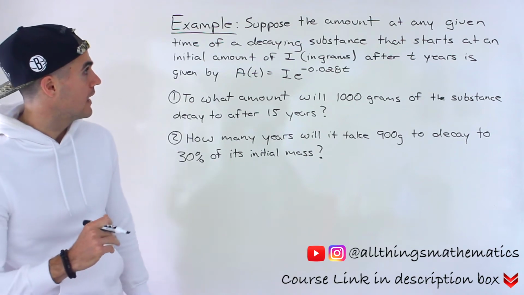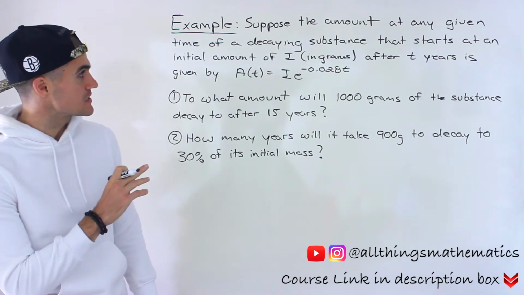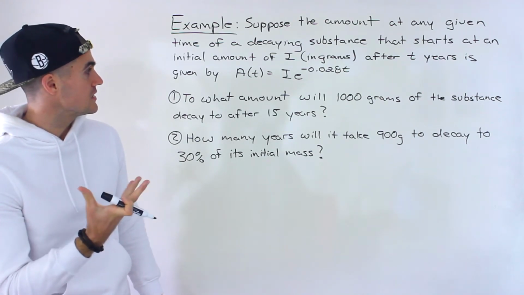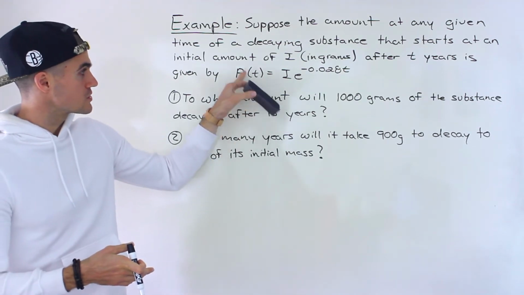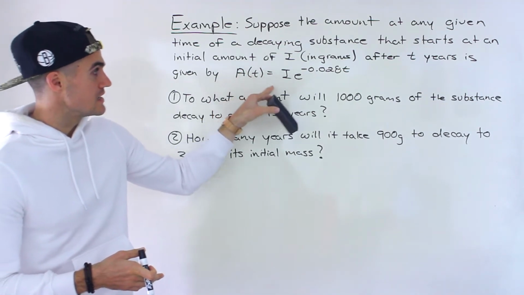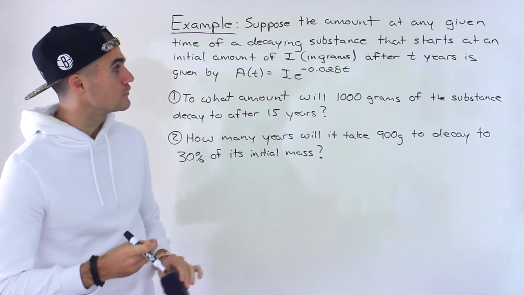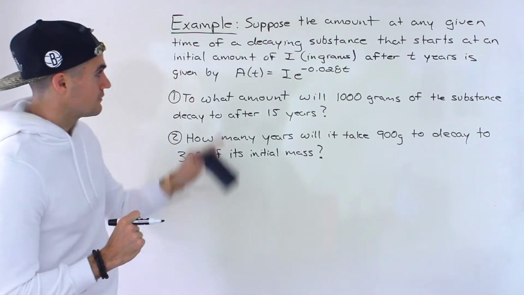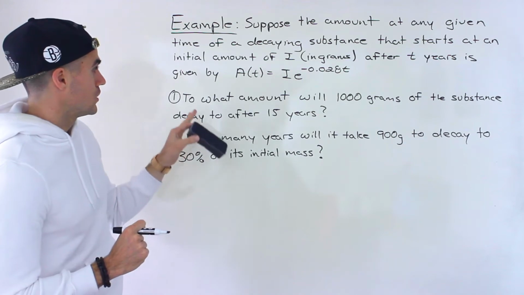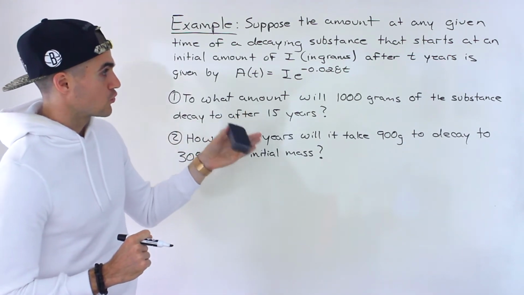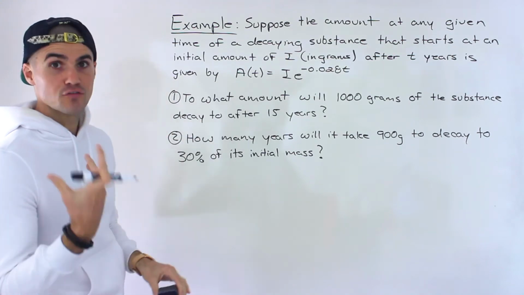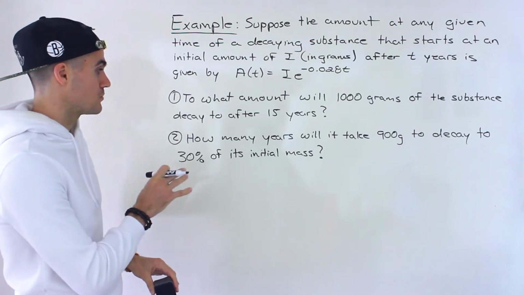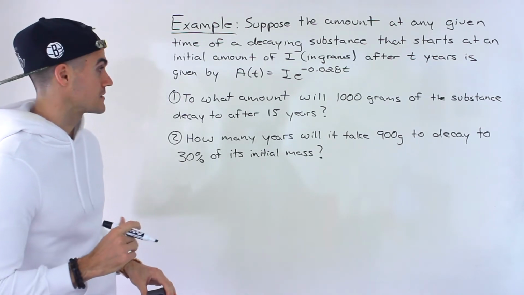So suppose the amount at any given time of a decaying substance that starts at an initial amount of I, which is in grams, after t years, is given by this formula here. So A of t, the amount after t years, is the initial amount times e to the power of negative 0.028 times t. And given that formula, we have these two questions here. So number one, to what amount will 1,000 grams of the substance decay to after 15 years? And then number two, how many years will it take 900 grams to decay to 30% of its initial mass?